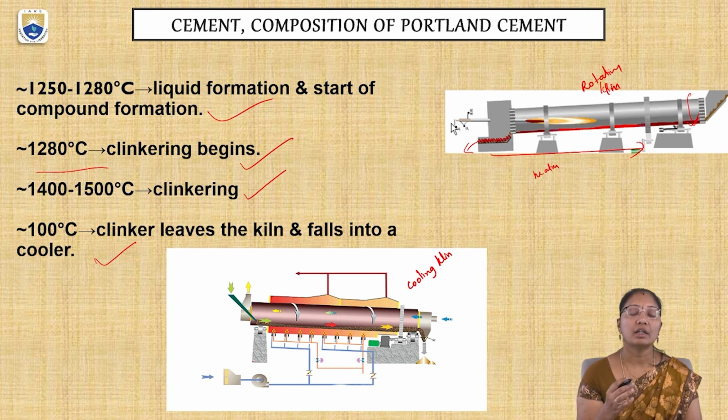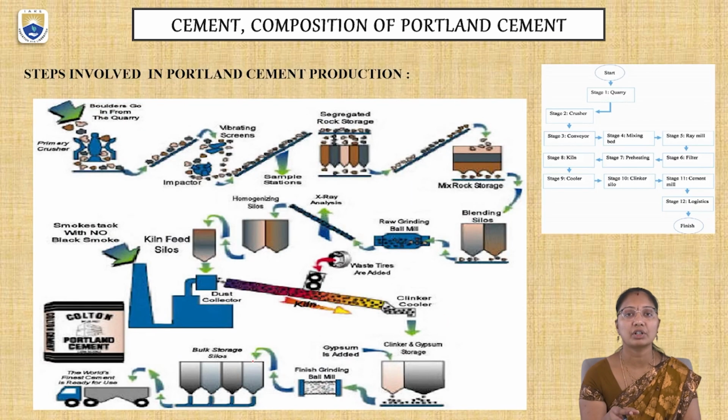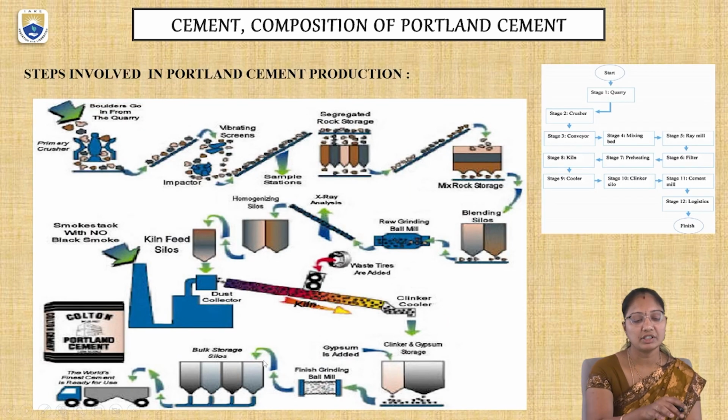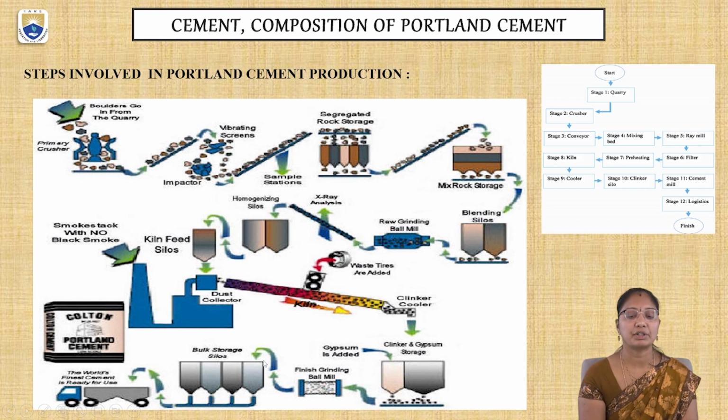According to the type of cement, this proportion of around 3 to 6% or 6 to 8% is decided, and then it is mixed with the gypsum and ground into cement. So these are generally the steps involved in Portland cement preparation. The first is the quarry, if we see the steps involved in cement preparation.